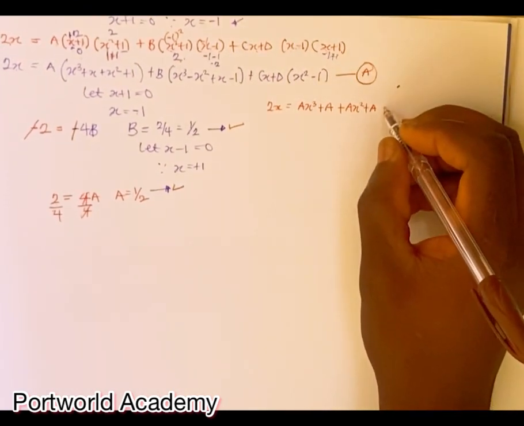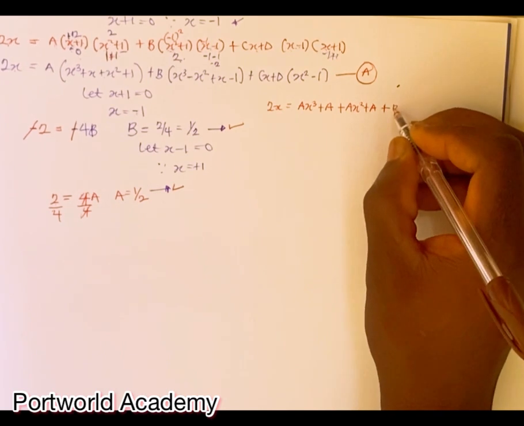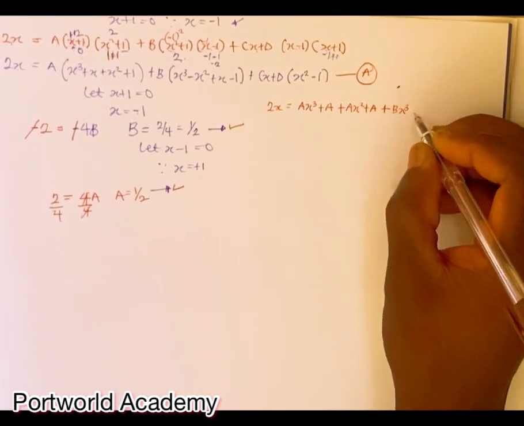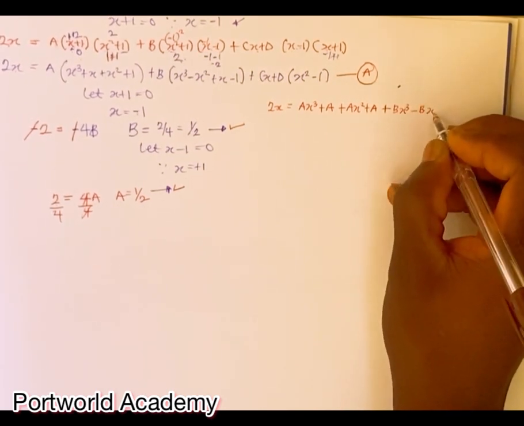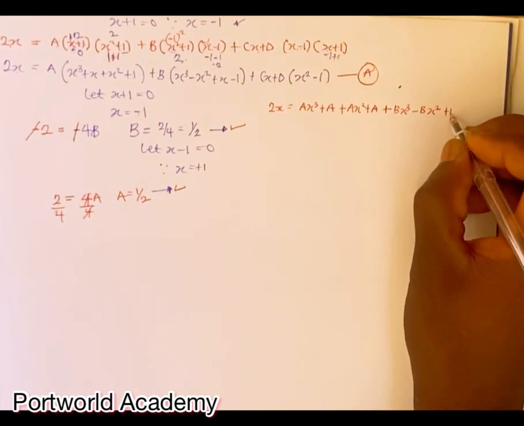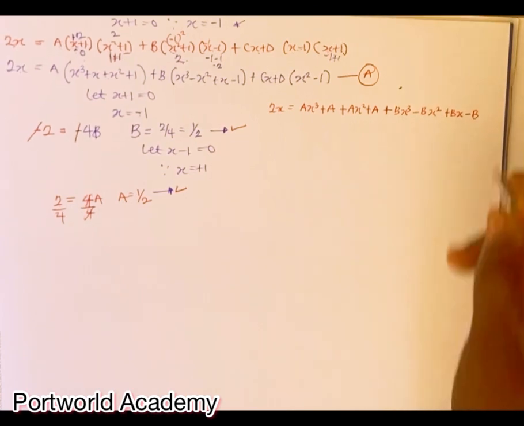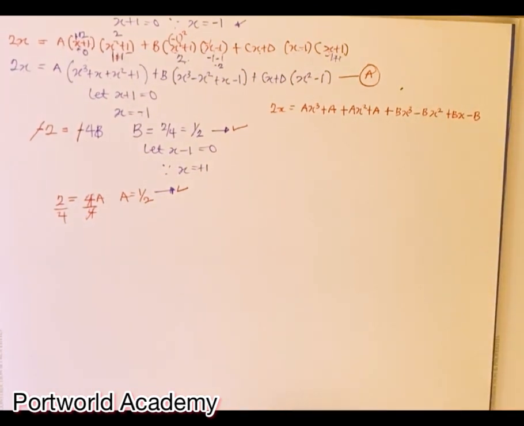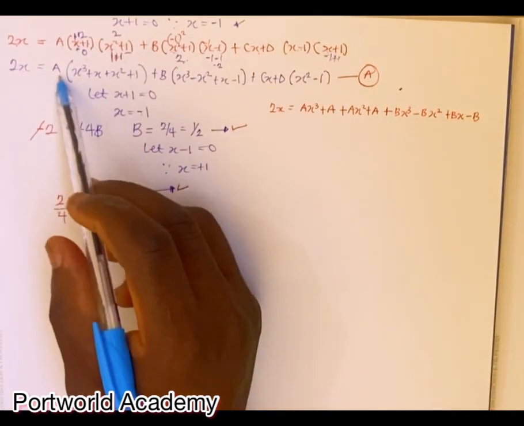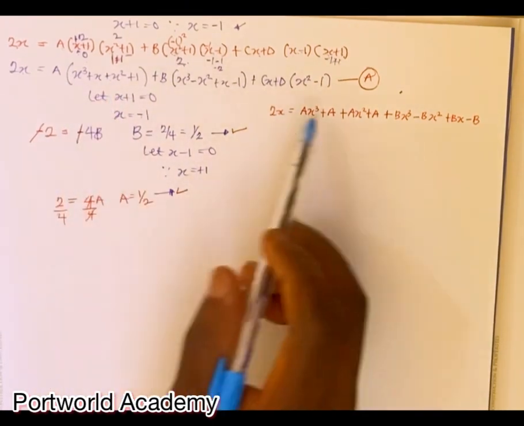Then that's for my a side. I'm going to have plus what? Plus bx raised to the power of 3, then minus bx squared, then plus bx minus 1 minus 1b, which is b, exactly. So now let's confirm it.